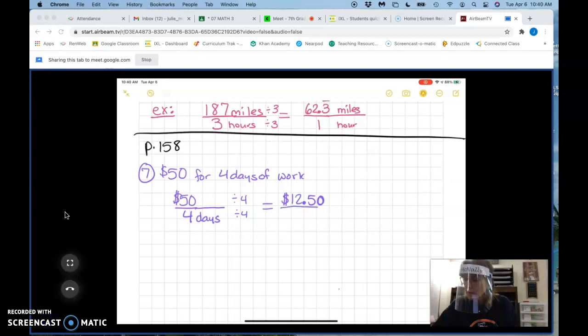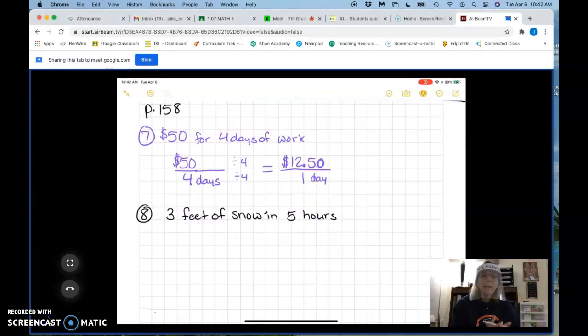Okay, so we just found out that there's a 1 on the bottom, which is exactly what we wanted. We always want to end with a 1 on the bottom when we're doing unit rates. So if I make $50 in 4 days, how much do I make in 1 day? $12.50. $12.50 is the answer. Awesome job.